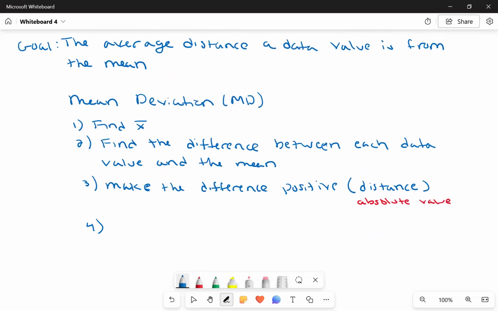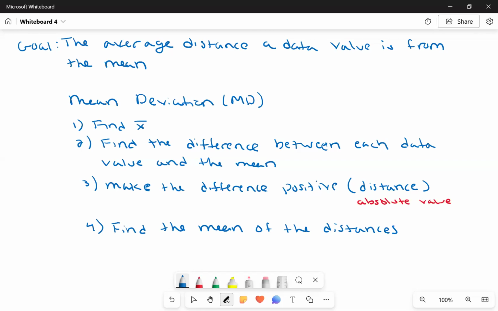Okay, so once you find all these positive values, you find the mean of the distances. So I'm literally doing what I wrote above. I'm going to find the average distance a data value is from the mean. I'm finding how far away they are from the mean, thinking of them as positive numbers, and literally averaging them. Okay, great.